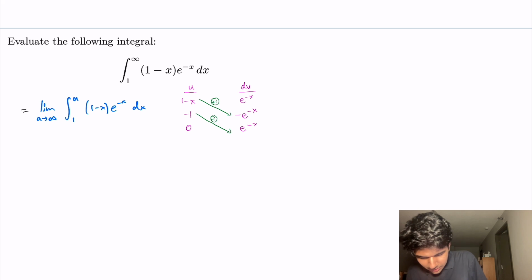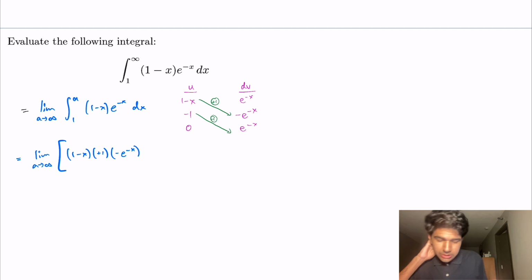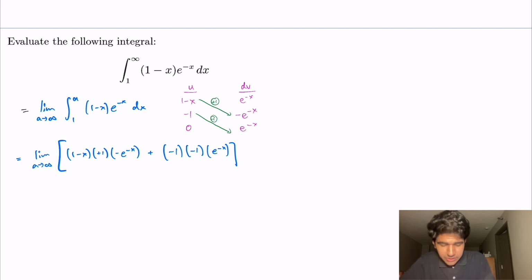So the limit, or the integral, equates to, I'll put it in brackets here, we do 1 minus x times positive 1 times negative e to the negative x, so just multiplying the values along that arrow, and then we add to that the product of the values along the second arrow, which is negative 1 times negative 1 times e to the negative x. And remember, this is being evaluated from a down to 1.